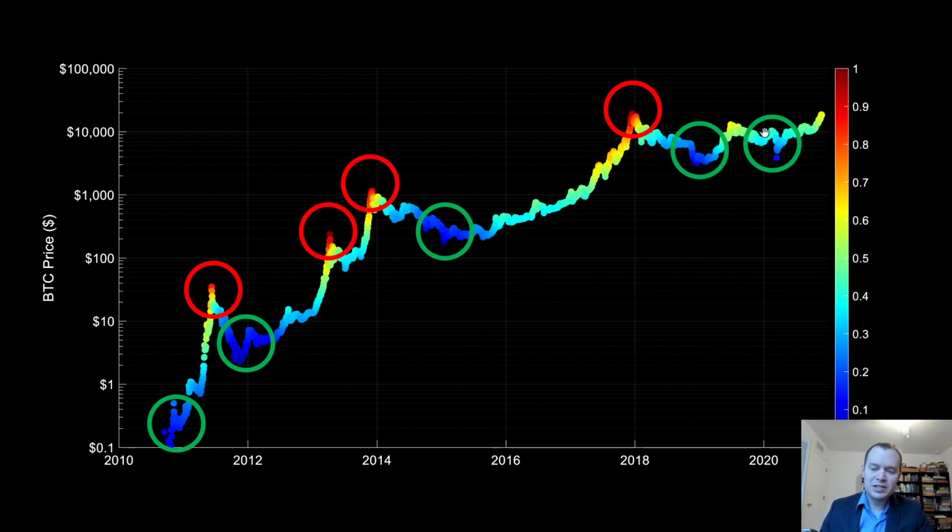So this risk metric goes from 0 to 1. When it's close to 0, it's a theoretical good time to buy. When it's close to 1, it's a theoretical good time to sell. As we get into the yellow region, it's more or less no man's land, right? We don't really know where it's going to go.